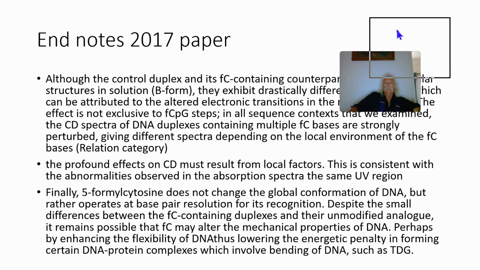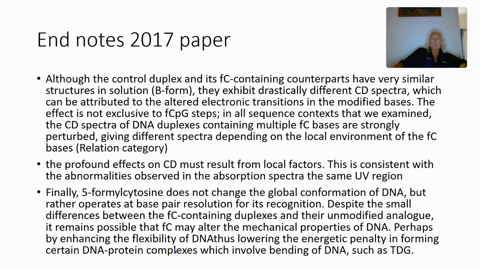So, endnotes. Although the control duplex and its 5-formyl cytosine containing counterparts have similar structures in solution. We've already covered that. That's the B form. Remember, we were talking about that. And they exhibit drastically different circular dichroism spectra, which can be attributed to the altered electronic transitions in the modified bases. The effect is not exclusive, though, to the 5-formyl CpG steps. That means the base stacking, right?